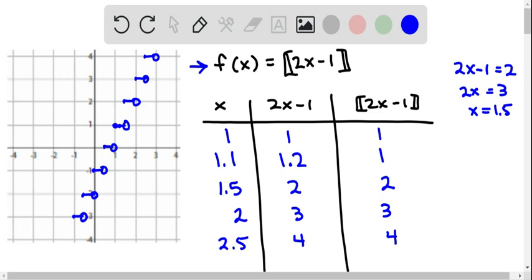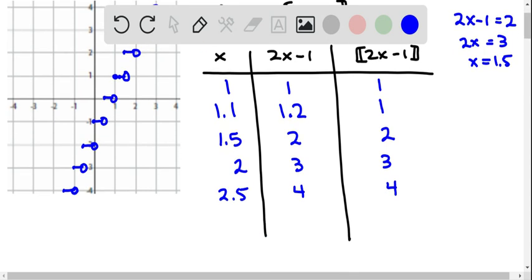So there's our graph. Now let's take a look at the domain and range. You can take any real number and you can multiply it by 2 and subtract 1 and then take its greatest integer value. So the domain is all real numbers, negative infinity to infinity.